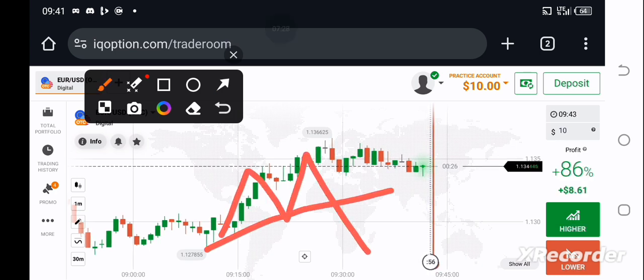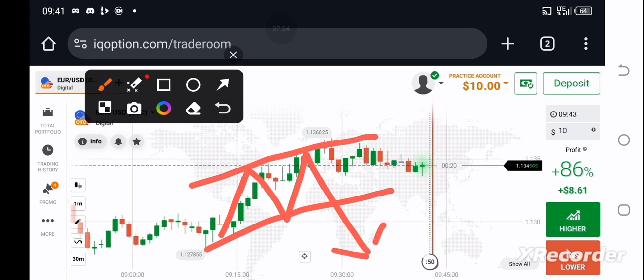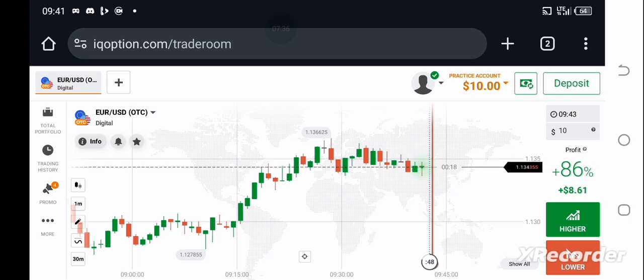After breakout of this neckline, you can see that the market will continue to move down. Okay, this is a double top. This is an M pattern. It may give you such a signal.